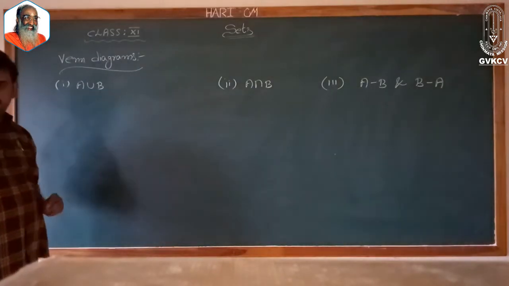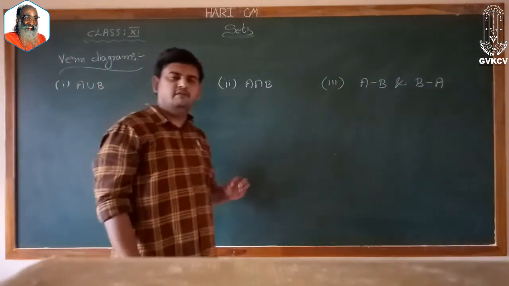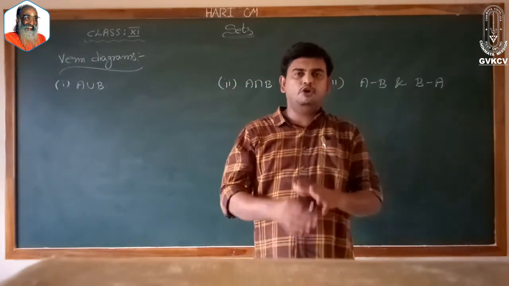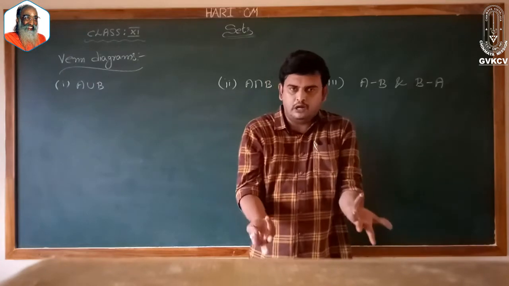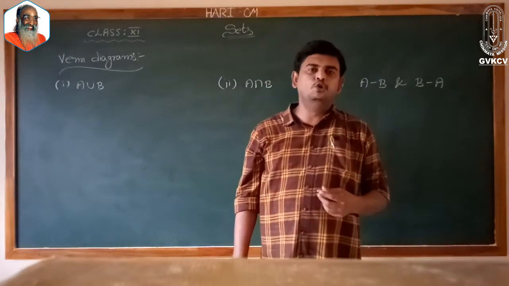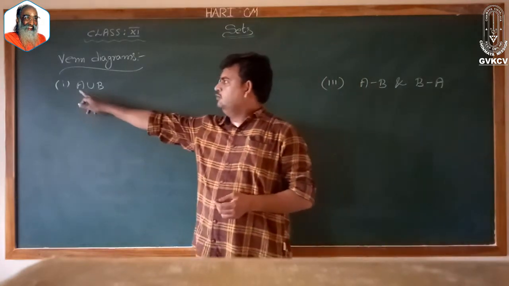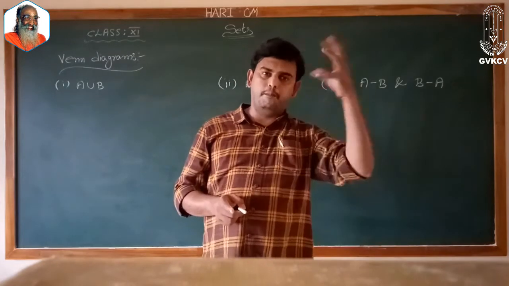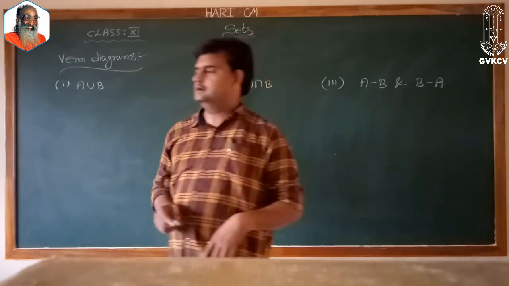A union B. As we know, every set is a subset of the universal set. Without the universe, we are not there. When there is a universe, we are a part of the universe. Similarly, when we have A and B, A and B are part of the universal set.